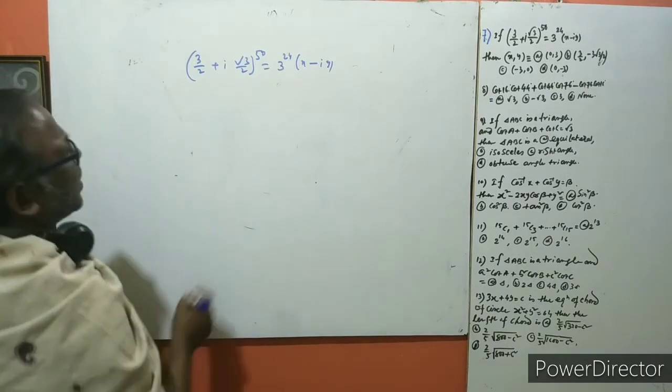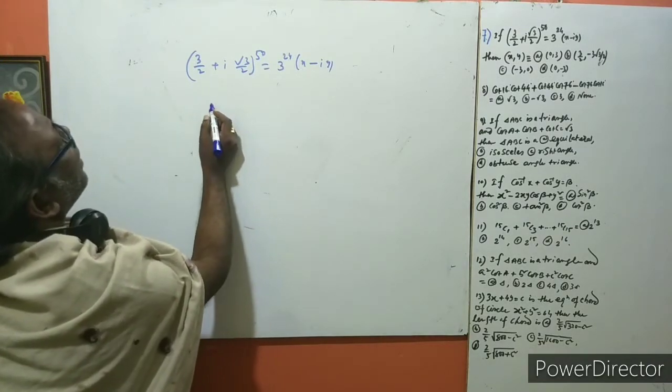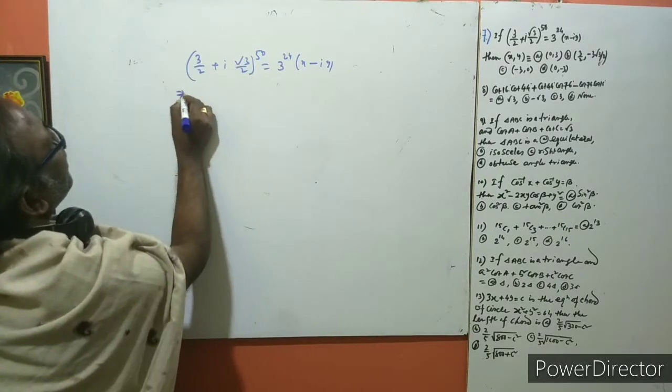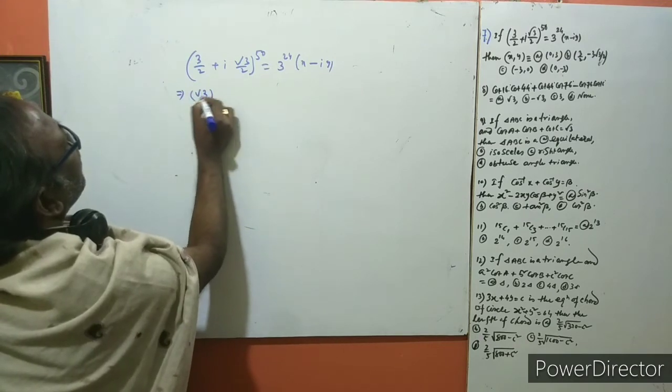Okay, see. So now if we take root 3 common, then we get here root 3 to the power 50.